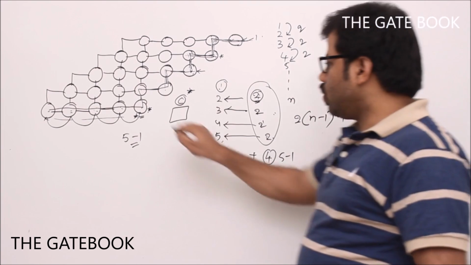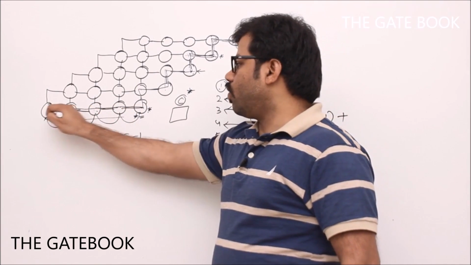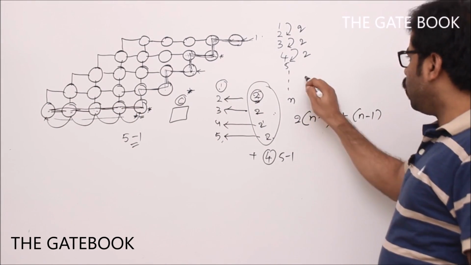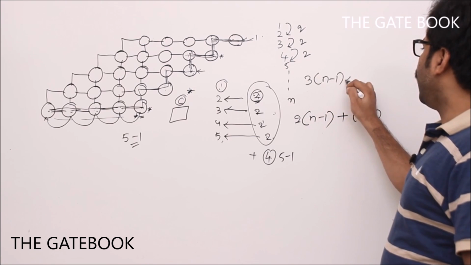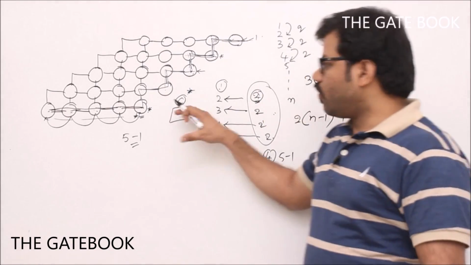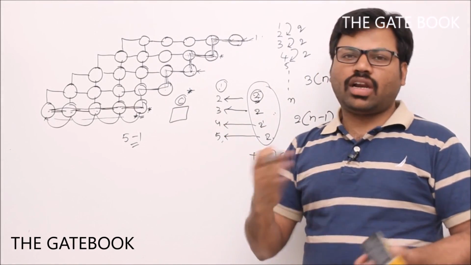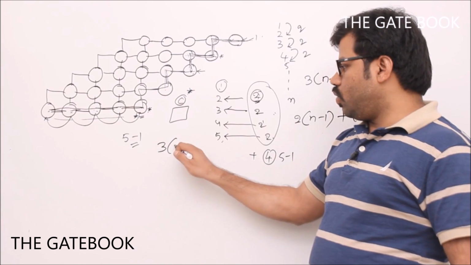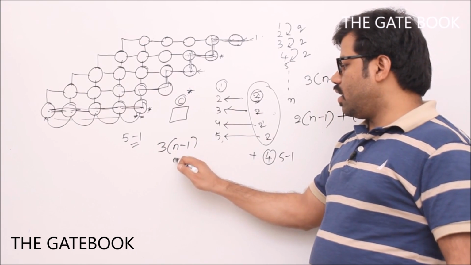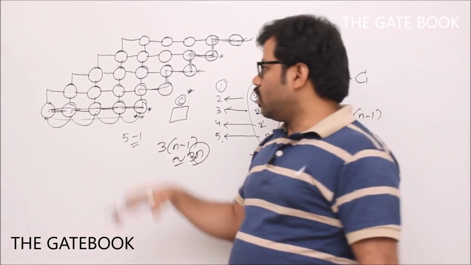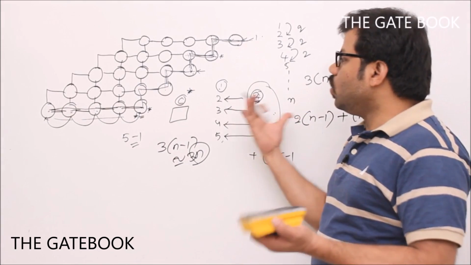Plus, once you come here, 1, 2, 3, 4, again one more n minus 1. So I can say that 3 into n minus 1 boxes we have to cross. Each box has some delay, that is C. This is a rough calculation, one more or less. I am not calculating exactly, but approximately it is 3 into n minus 1. So I can say around 3n delay.